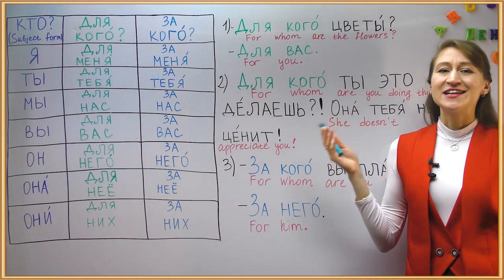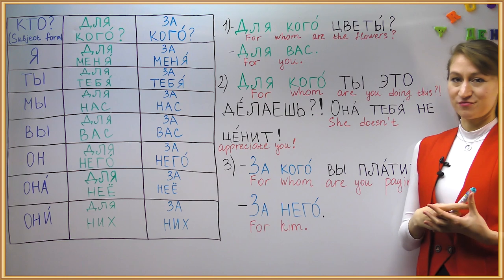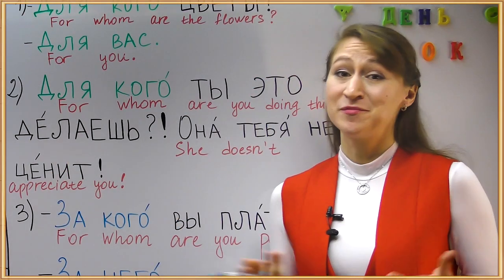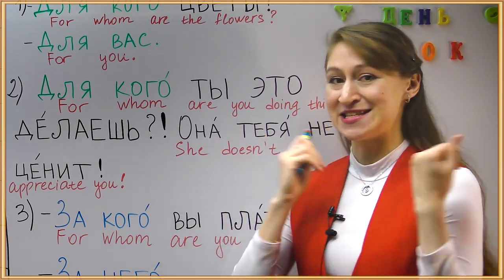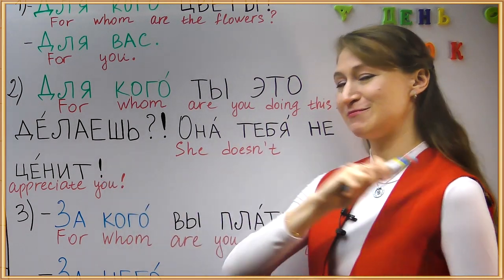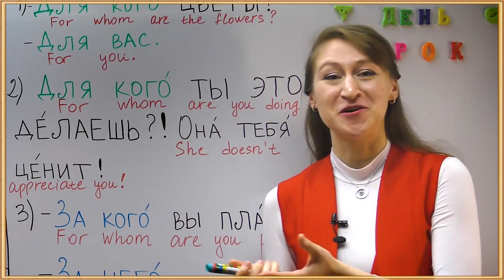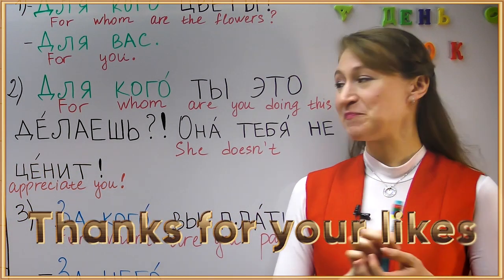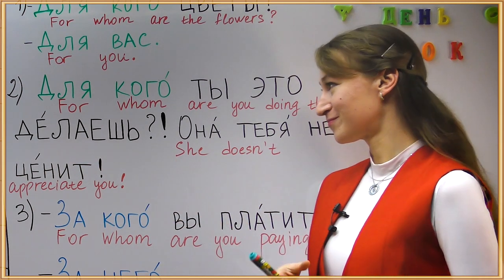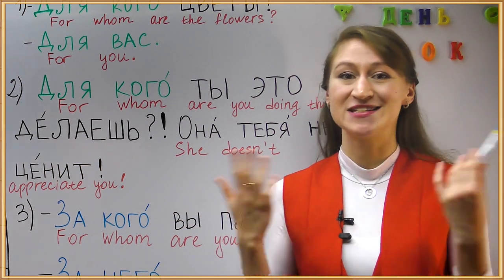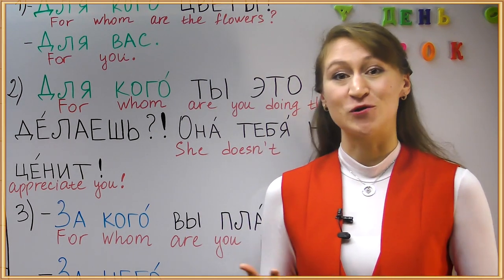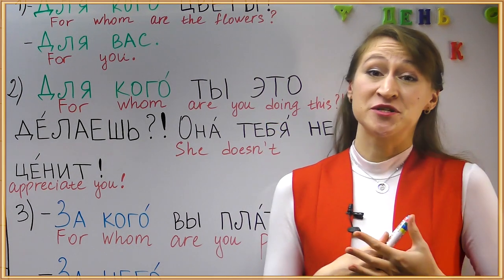Next example. Для кого ты это делаешь? Она тебя не ценит. For example, your friend may say this about your girlfriend, if you have a girlfriend. And you do a lot for her, but she doesn't appreciate it. Для кого ты это делаешь? It's like a rhetorical question. So, who is she? What is so special about her? You should do so much for her. She doesn't appreciate any of this.